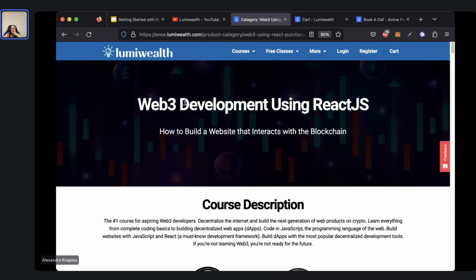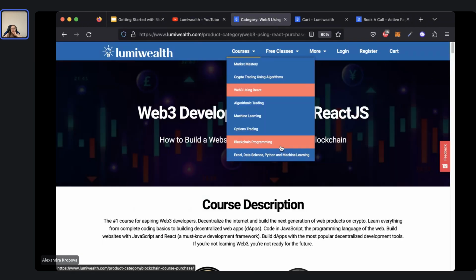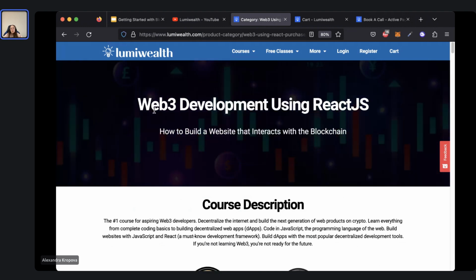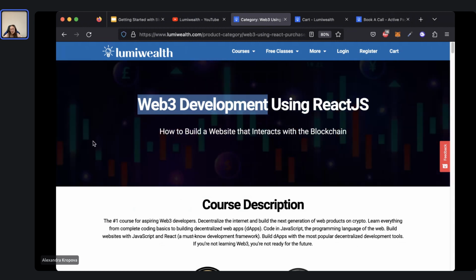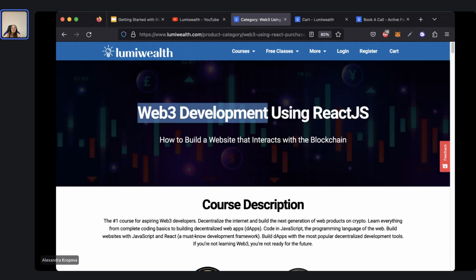Web3 is a bit more advanced, so I would start with blockchain programming if you're unsure. It's a bit easier to get started with, because Web3 does require some knowledge of smart contracts first, and then connecting the website to the contracts second. So it's kind of the next step after blockchain programming. But the two work very closely together.